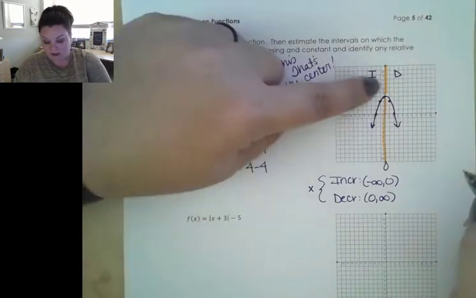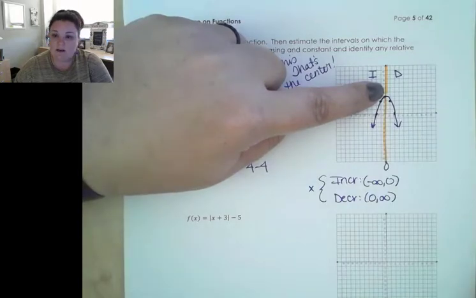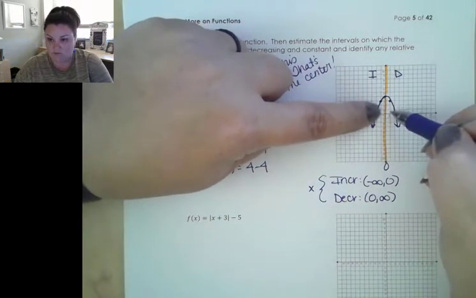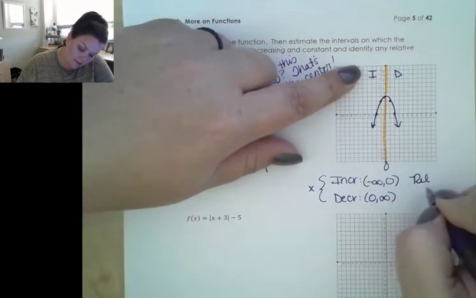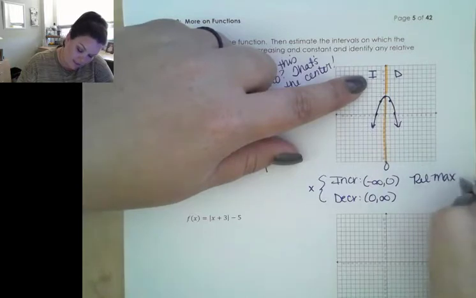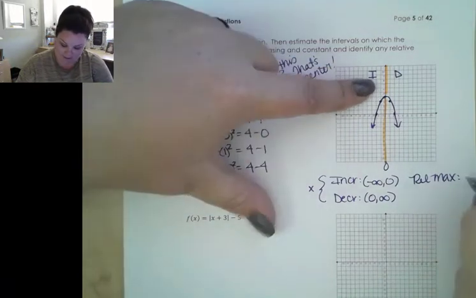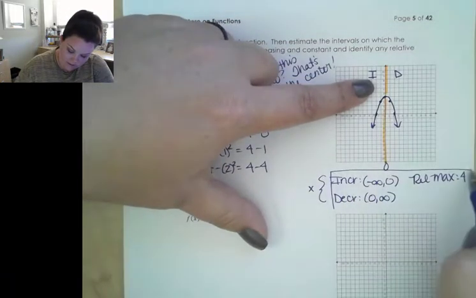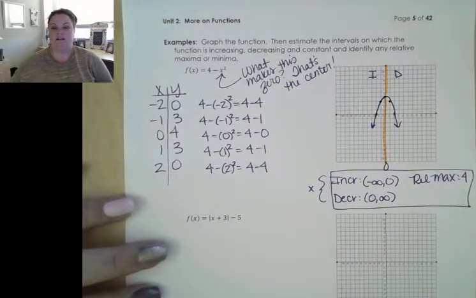And then we do have a relative maximum, because this point right here is our highest y point, and it is included within an open interval, right? So I'm going to go ahead and say that we have a relative maximum at the y value that is the highest, which in this case is up at 4. Okay, so these would be my solutions here.